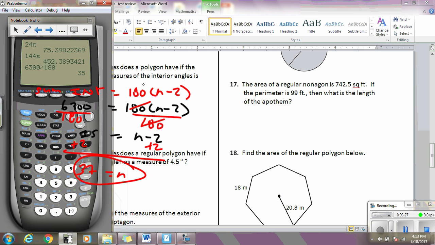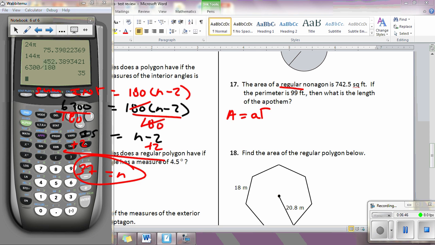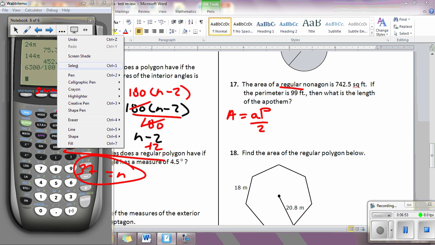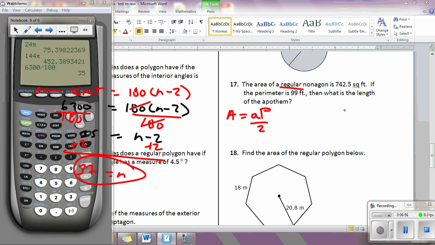All right, for number 17, it says the area of a regular nonagon is 742.5 square feet. If the perimeter is 99 feet, what is the length of the apothem? So the formula for a regular polygon is area is equal to apothem times perimeter over 2. They give us the area, 742.5, and the perimeter. So again, we're going to work backwards. So the area is 742.5. It's equal to our apothem times our perimeter, 99 over 2.